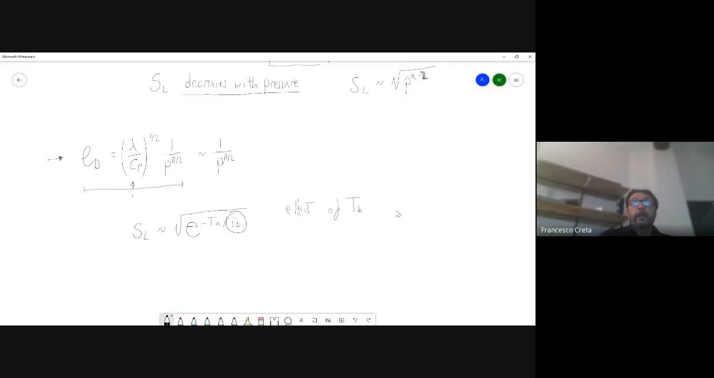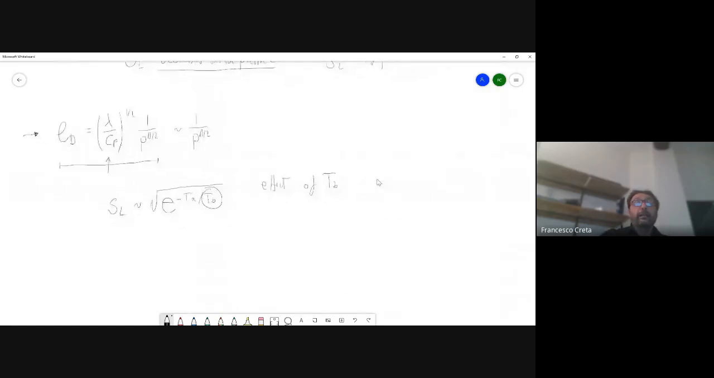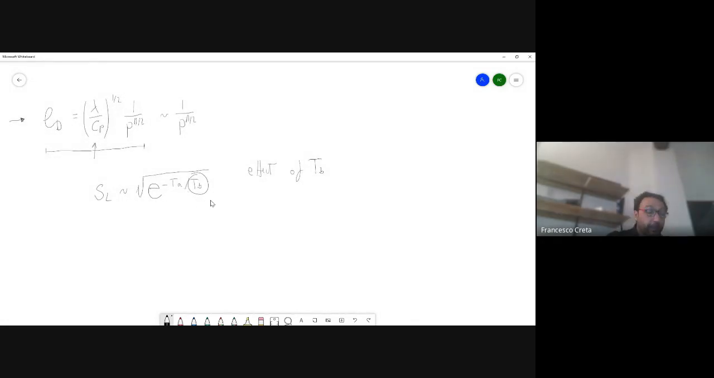Now, you can see it directly from here. As TB increases, this causes an increase in SL. It's directly visible from here. Now, the point is not so much this, which is pretty obvious, because clearly, the hotter it is, the faster it will propagate.